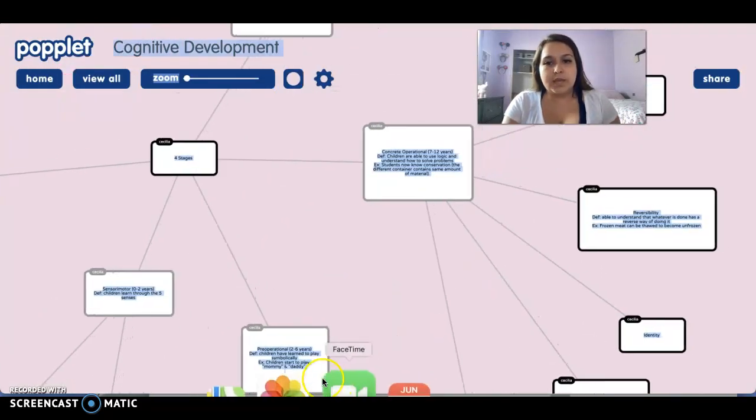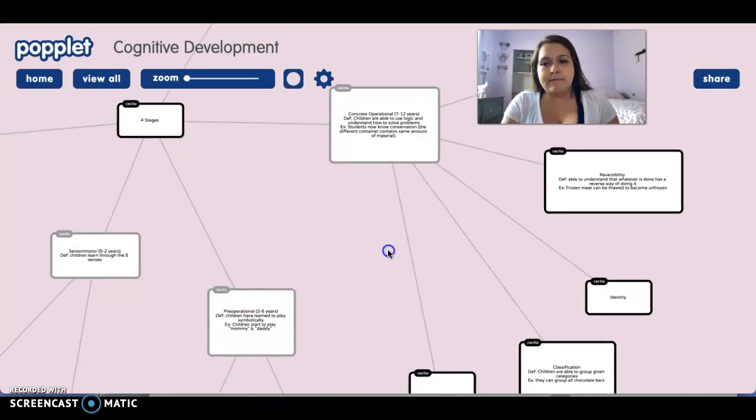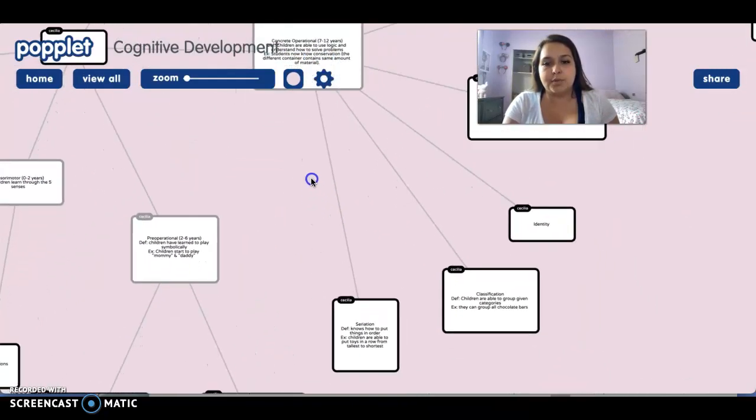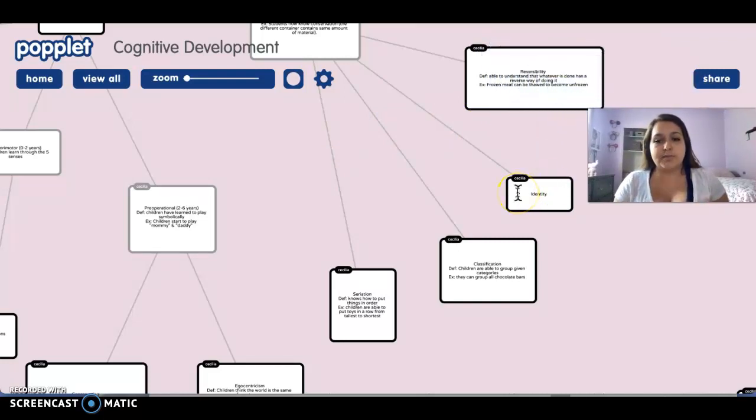Okay. After this, we have the concrete operational stage, which is from 7 to 12 years. Children are able to use logic and understand how to solve problems. Students now know conservation, that a different container contains the same amount of material. From this, there are five things that branch off, but I will be focusing on three. We have seriation, knowing how to put things in order. An example I gave was that children are able to put toys in a row from tallest to shortest. Children are able to put stuff in order.